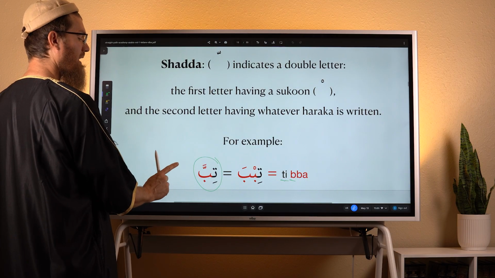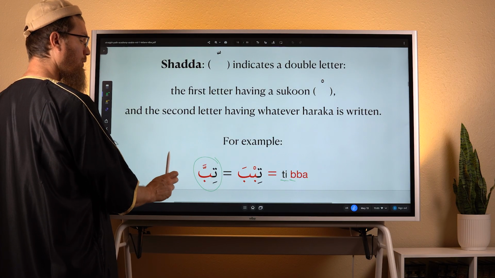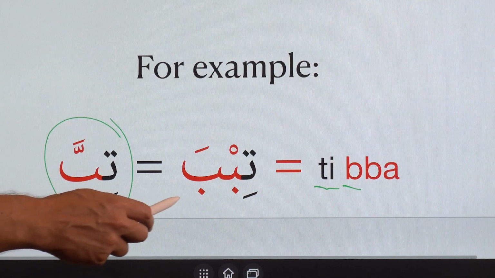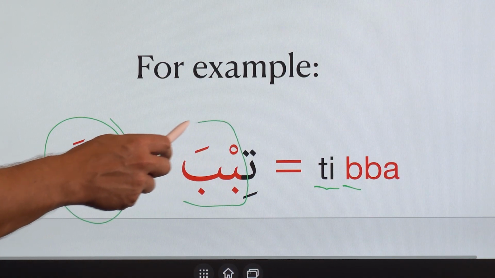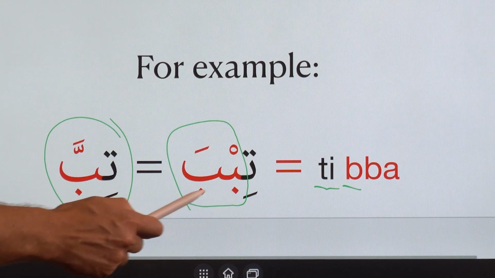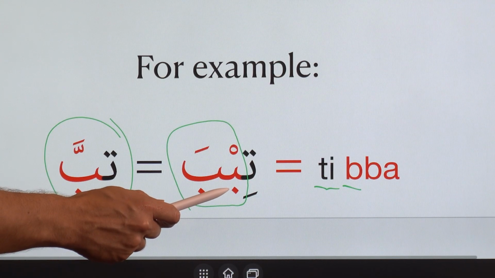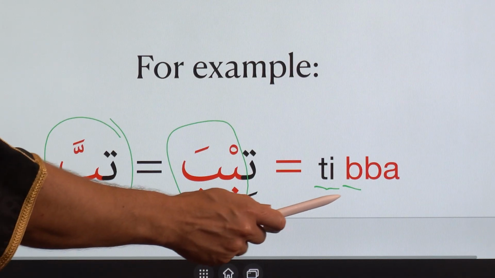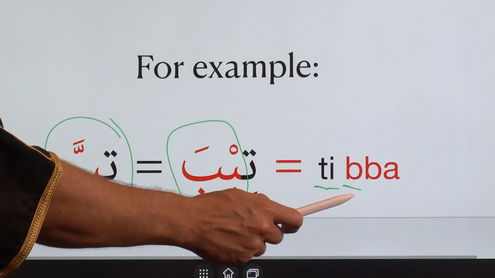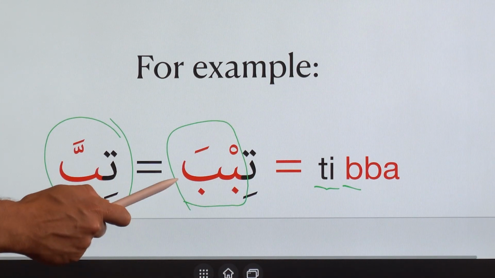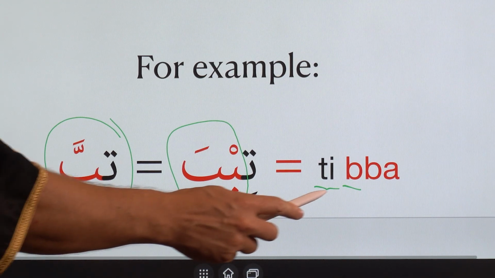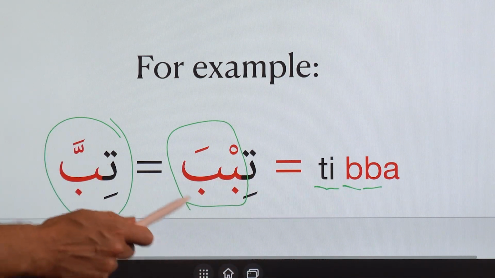As we said, the first letter is always going to have a sukun, and the second letter is going to have whatever haraka is written. So for example, if we look at this, we see that there are two bas written. The first ba has a sukun, meaning there's no haraka. So we would write just a B without a vowel sound coming after it. But the second letter is going to take whatever haraka is written. So we're going to write another B for the second ba.